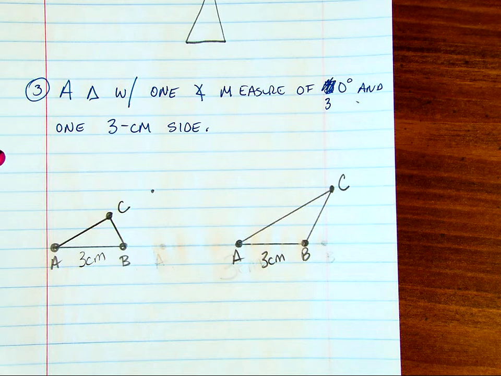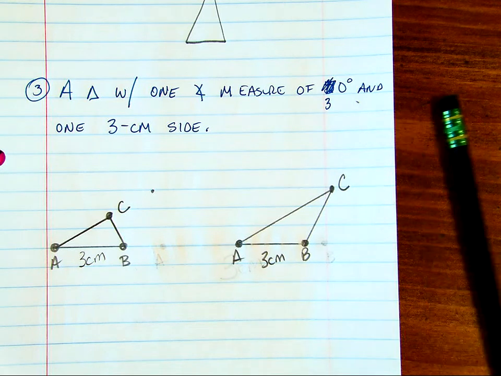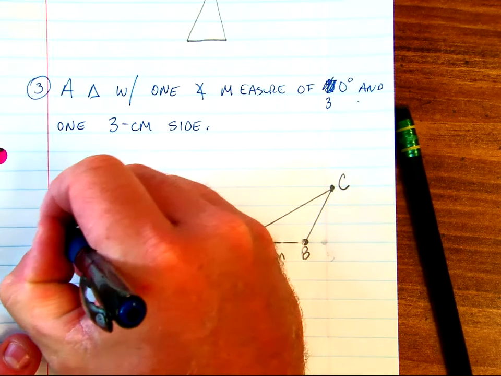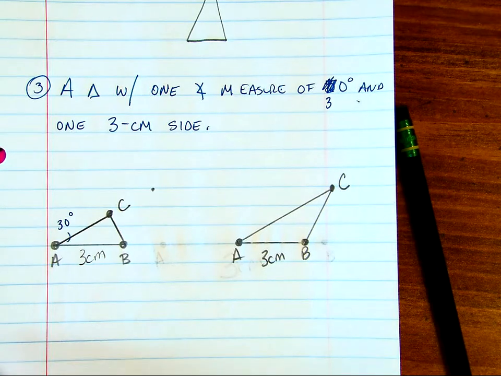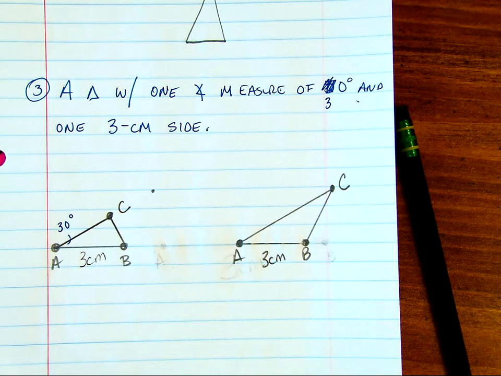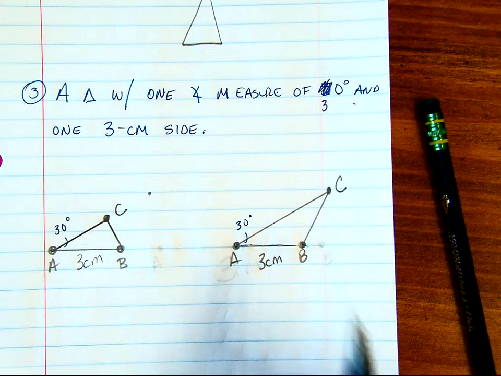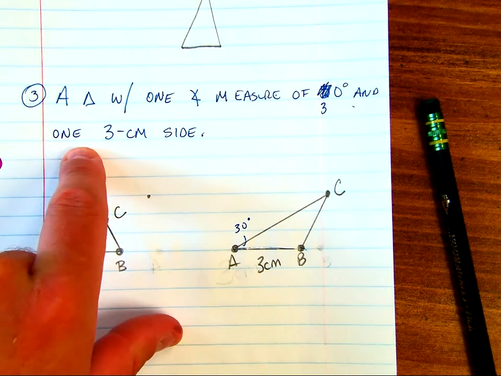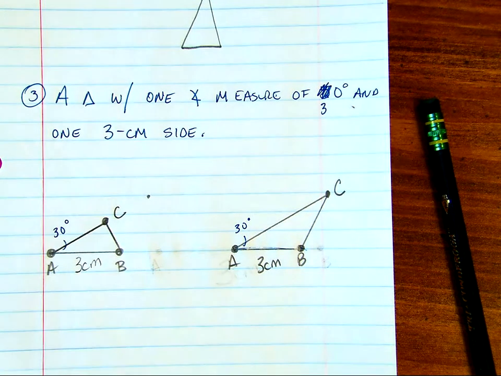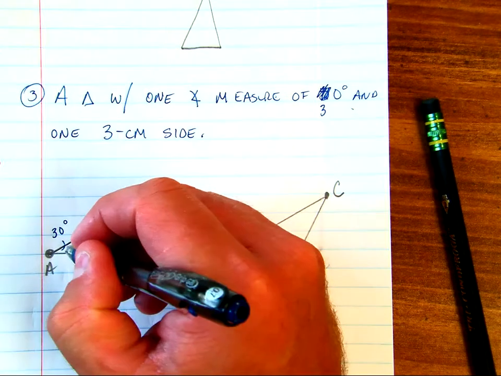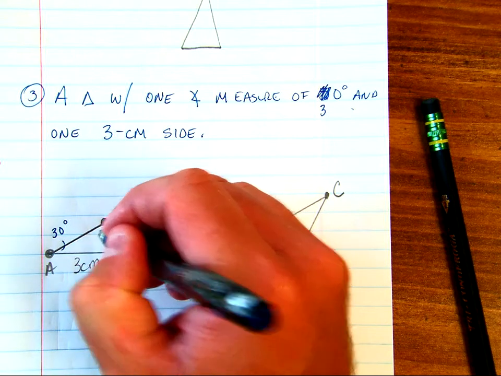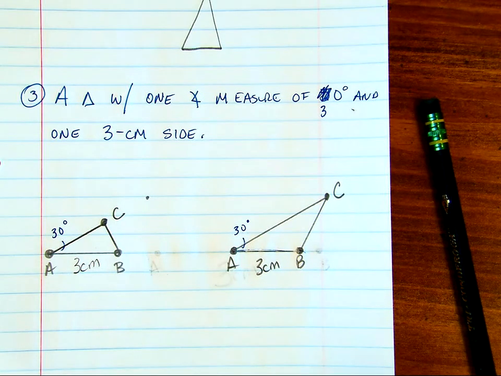Is this angle right here 30 degrees? Is this side 3 centimeters? Is this angle right here 30 degrees? Is this side 3 centimeters? Did I construct what the question wanted me to? Yes. And you're right. Stephanie constructed an acute triangle, and Jack constructed an obtuse triangle. They're both correct. They both have a 30-degree measurement, and they both have a 3 centimeter side.